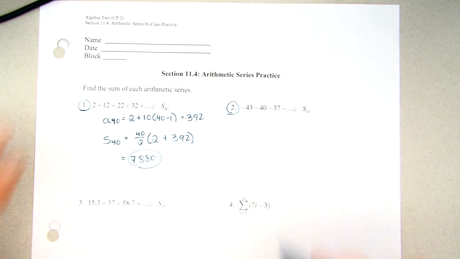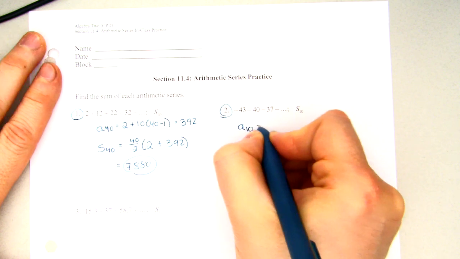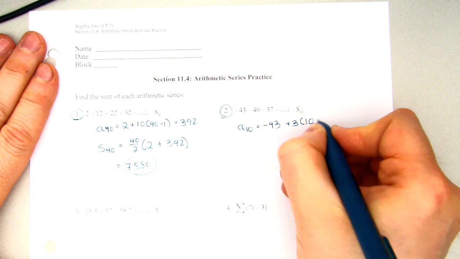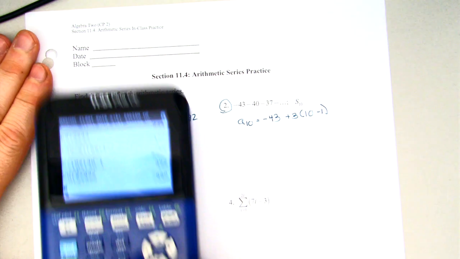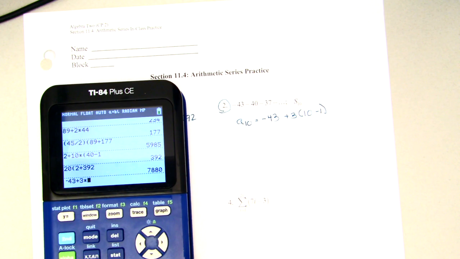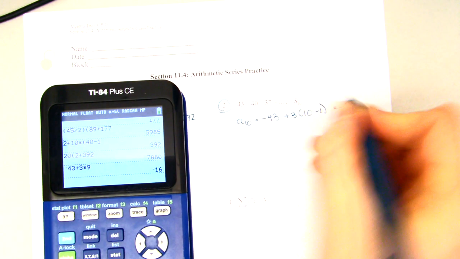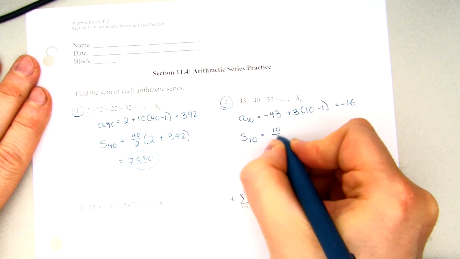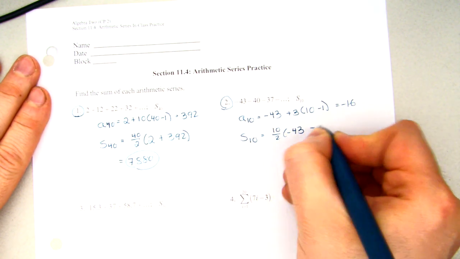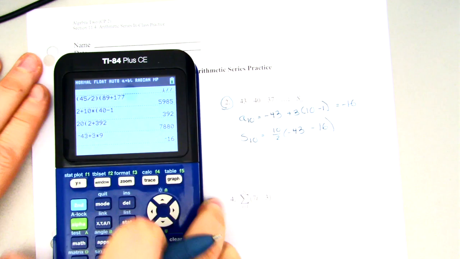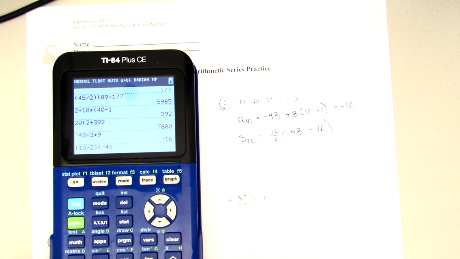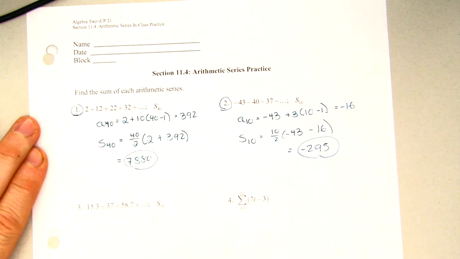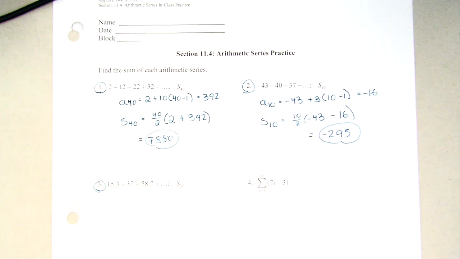Okay, well, for this problem, I need to find my 10th term. A sub 1 equals negative 43. You're going up by 3 every time. Negative 43 plus 3 times 10 minus 1 will give you negative 16 for the 10th term. Going to our series formula, S sub 10 equals 10 over 2 times negative 43 minus 16. That is negative 295. Go do number 3.